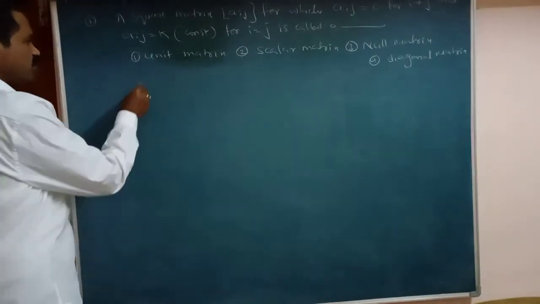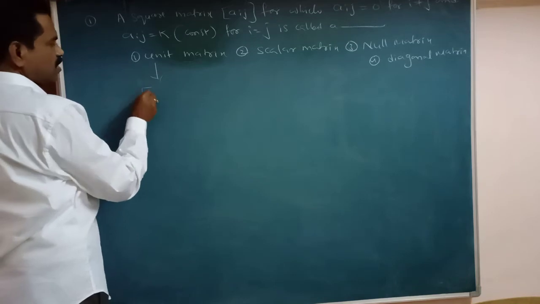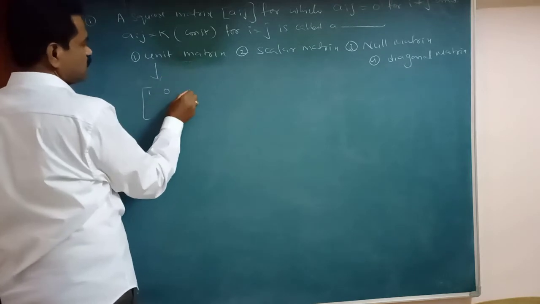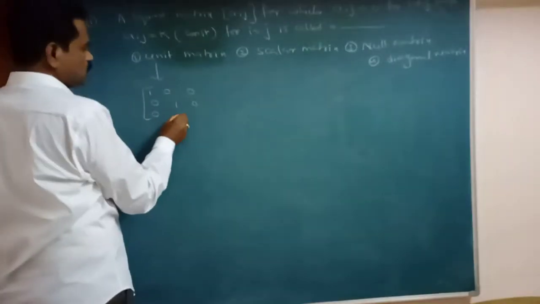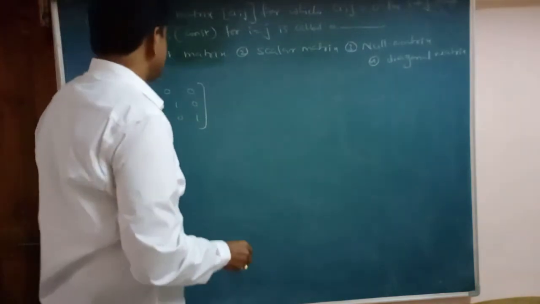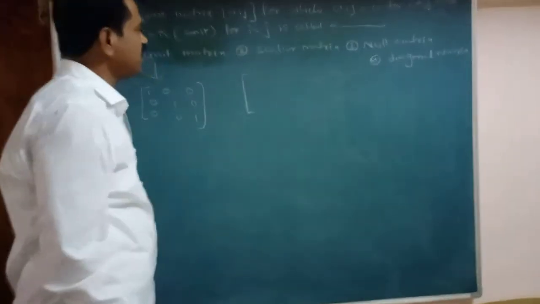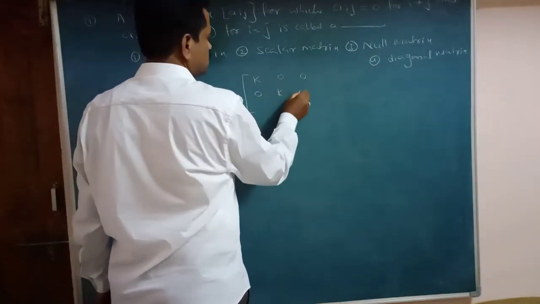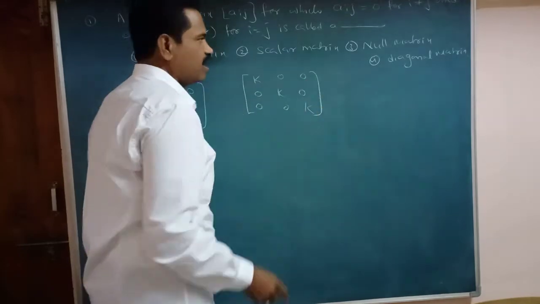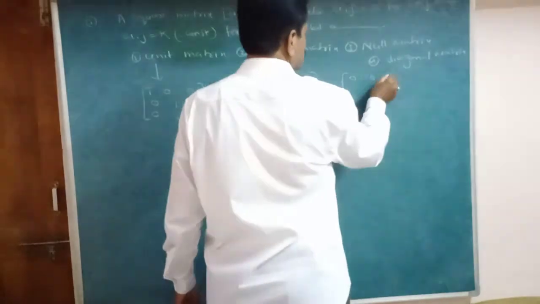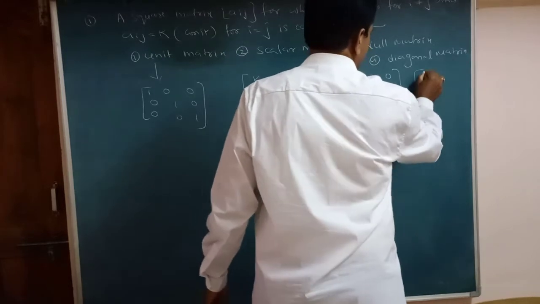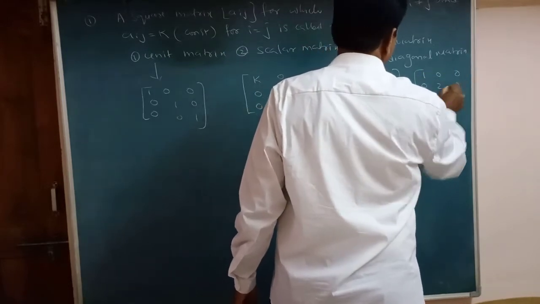Now we only discussed the definitions here. Unit matrix, for example: when i equals j it is 1, so that is 1, 0, 0, 0, 1, 0, 0, 0, 1. Here Aij is equal to k when i equals j, so for example you take k, 0, 0, 0, k, 0, 0, 0, k. And null matrix, that is all zeros. And diagonal matrix, here 1, 0, 0, 0, 2, 0, 0, 0, 3.